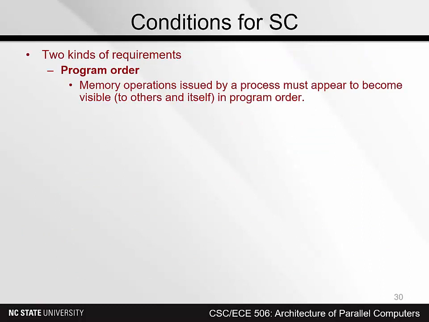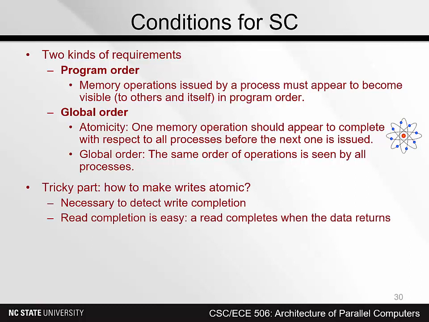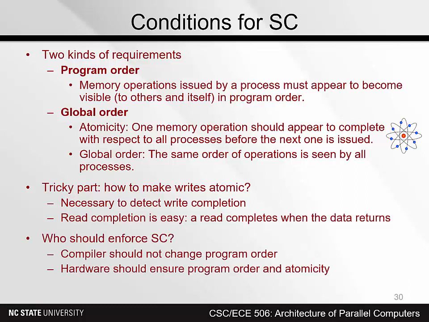Because sequential consistency requires a single ordering of all memory operations in all processes which appear in program order, two conditions are necessary. First, the operations of one process become visible in program order, and all other processes see them in the same order. Second, memory operations are atomic. They don't overlap, and all processes see them in the same order.